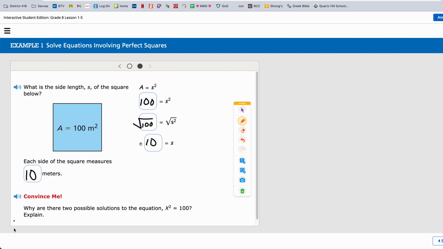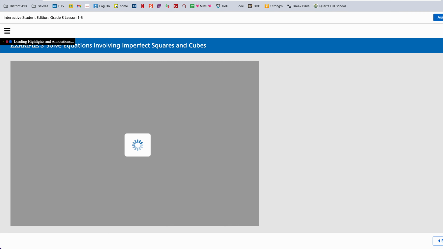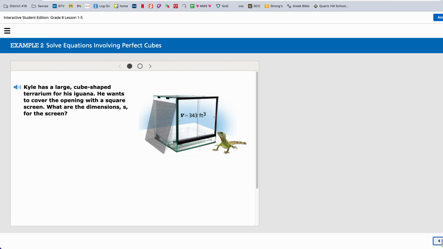All right, now let's shift gears a little bit and talk about Kyle with his iguana cage. Kyle has a large cube-shaped terrarium for his iguana. He wants to cover the opening with a square screen. What are the dimensions S for the screen? So we need to find the side length of a cube. Here's how they will work through that.